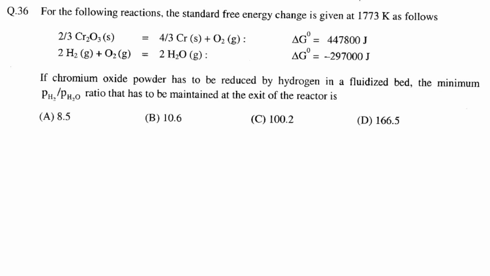2H2 gas plus O2 is equal to 2H2O gas. Delta G naught equal to minus 297,000 joule. If chromium oxide powder has to be reduced by hydrogen in a fluidized bed, the minimum pH2 by pH2O ratio that has to be maintained at the exit of the reactor is. Okay, so here if chromium oxide powder has to be reduced by hydrogen, this Cr2O3 will have to react with hydrogen and form this chromium.